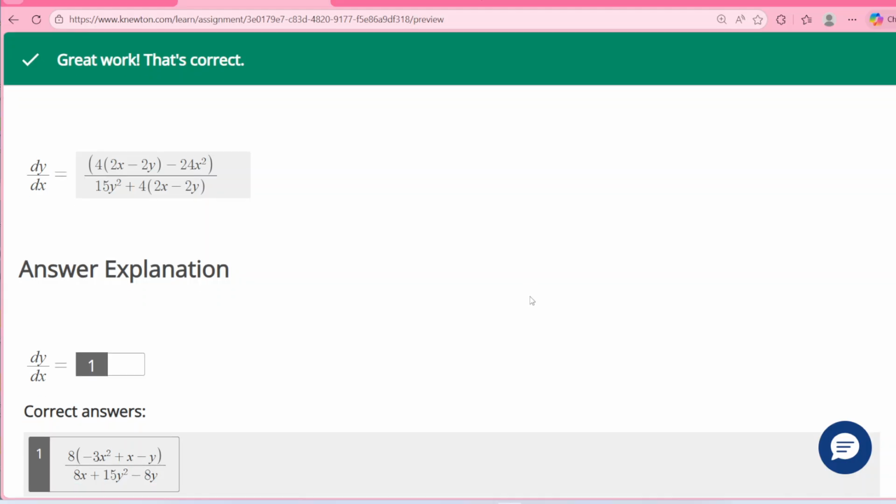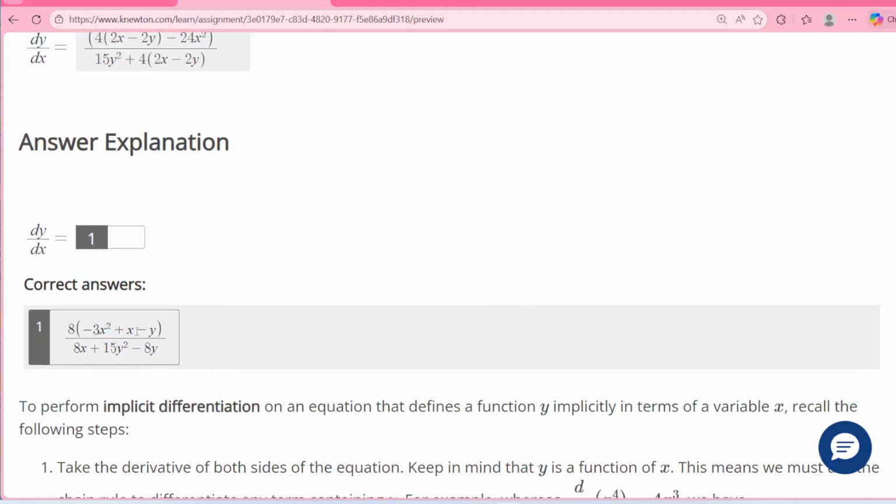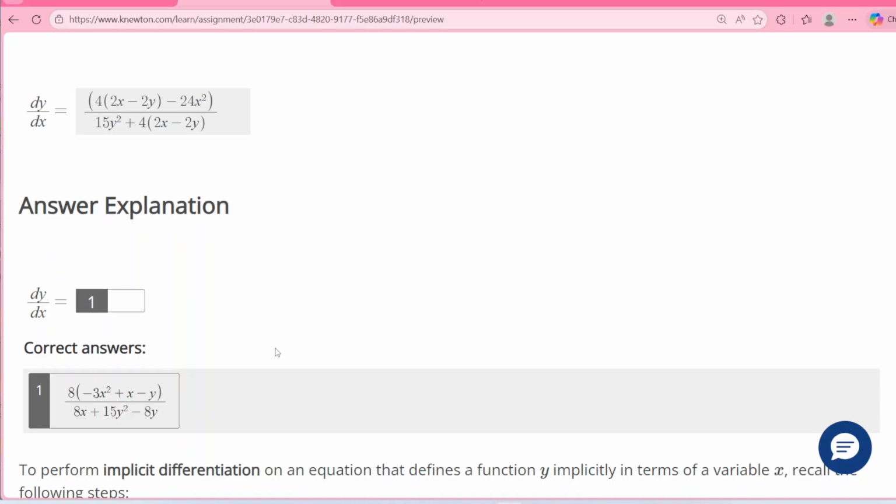Great. Now they might have multiplied it out. Yeah, they factored the top, multiplied out the bottom, but they got the same equivalent expression as we do. So, it's good.